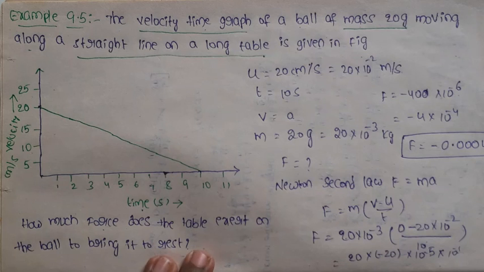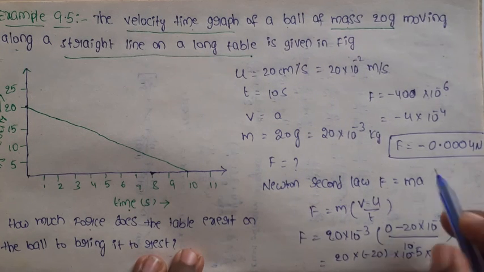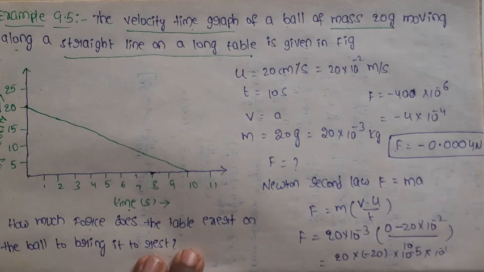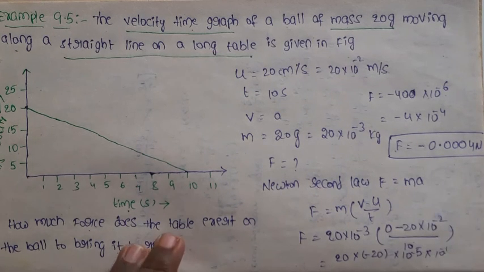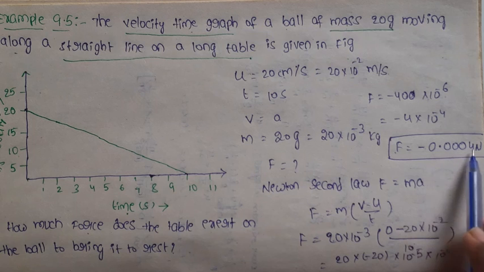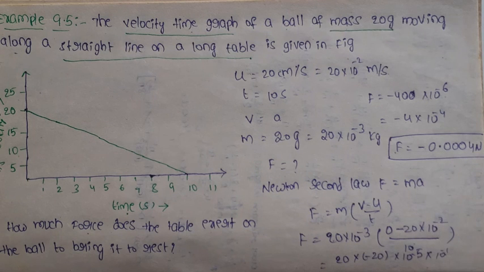So how much force is exerted by the table? F equal to minus 0.0004 Newton, where the negative sign indicates the force is acting opposite to the direction of motion of the ball. Okay. So this is the answer. How much force is acting here? F equal to minus 0.0004 Newton. These are all different types of numerical problems based on Newton second law. We will meet in the next session.